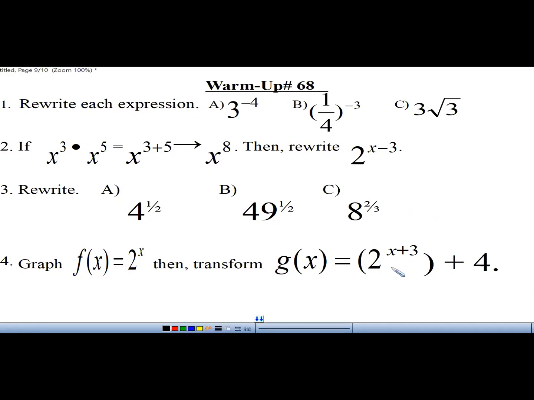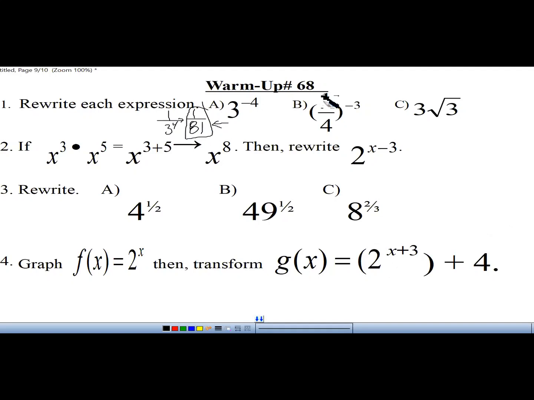So number 1, it says rewrite each expression. Since we can't have a negative exponent, 3 to the negative 4 exponent is written as 1 over 3 to the positive 4. However, if we simplify that, 1 on the numerator, 3 to the 4th means 3 times 3 times 3 times 3, which is 81.